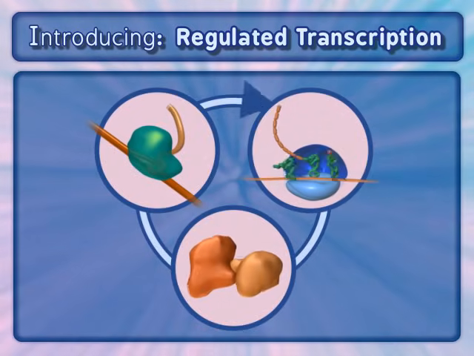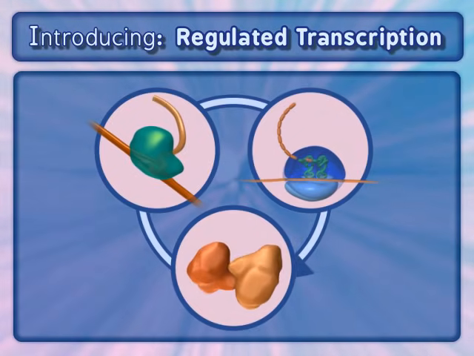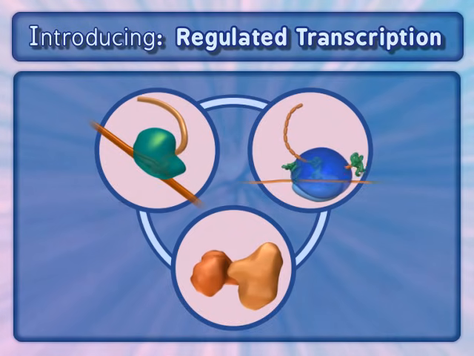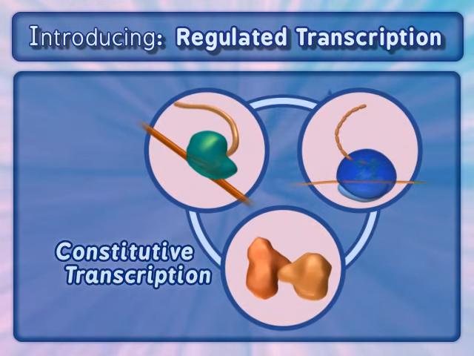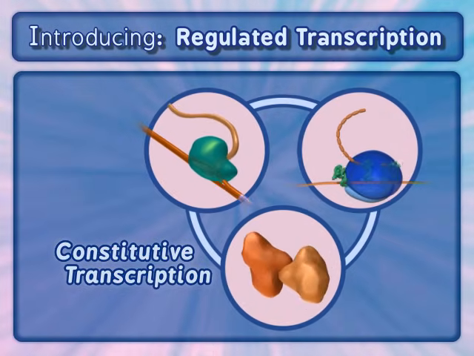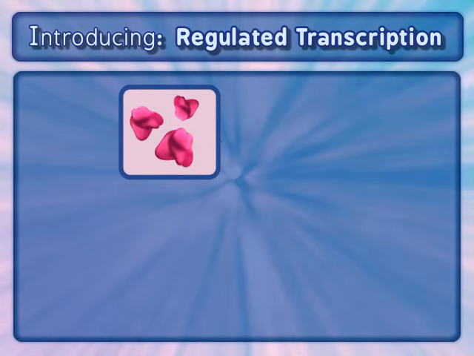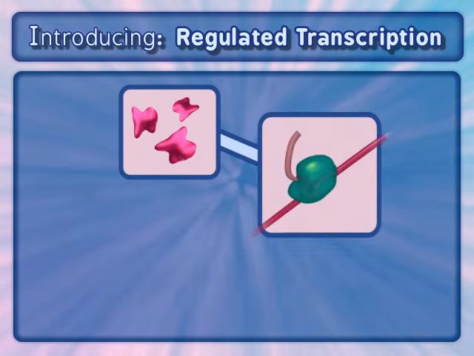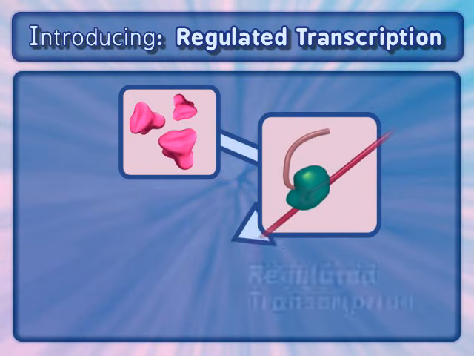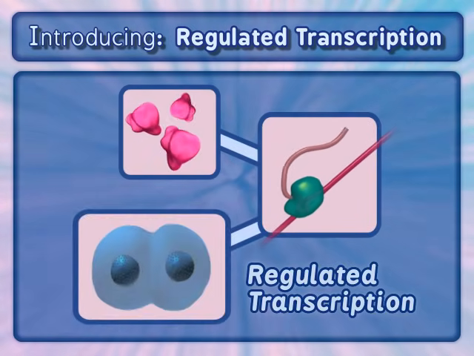Some genes, such as those for housekeeping proteins in processes like glycolysis, are expressed all of the time. These genes undergo what is known as constitutive transcription. Other proteins are only produced at specific times in certain cells. In these cells, genes undergo a process called regulated transcription.